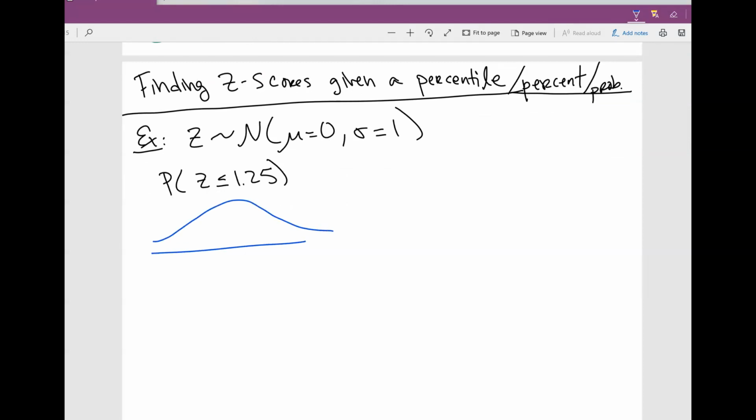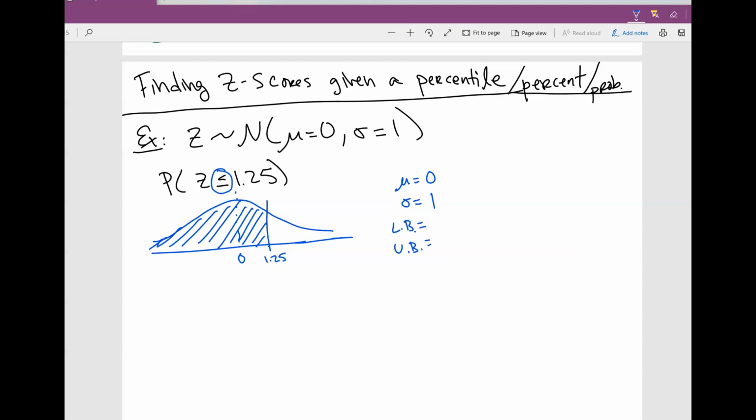Okay, so here's my picture. My mean in this case is equal to 0, and 1.25 is a little bit greater than 0. We're looking for everything that's less than this number, so we're looking at all of this area right here. Notice that we need to figure out a couple of things: mu, which we already know is 0, that's my mean; sigma, my standard deviation, which equals 1; my lower bound; and my upper bound.